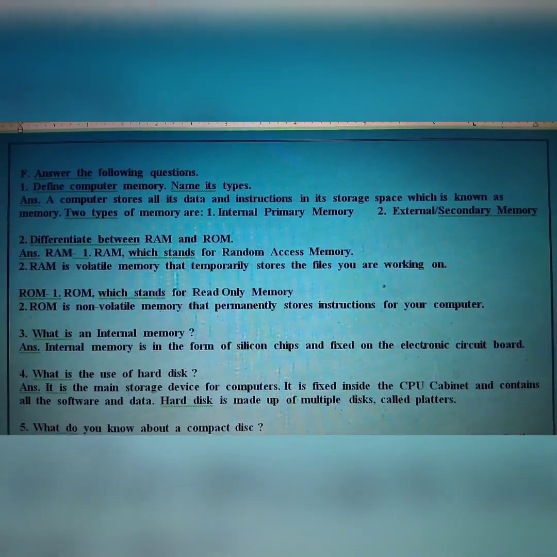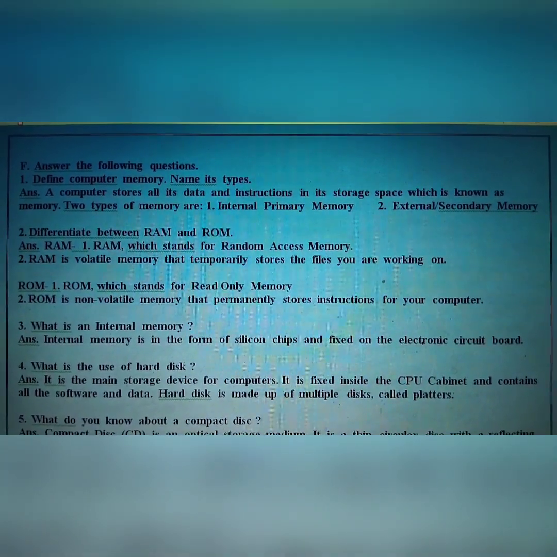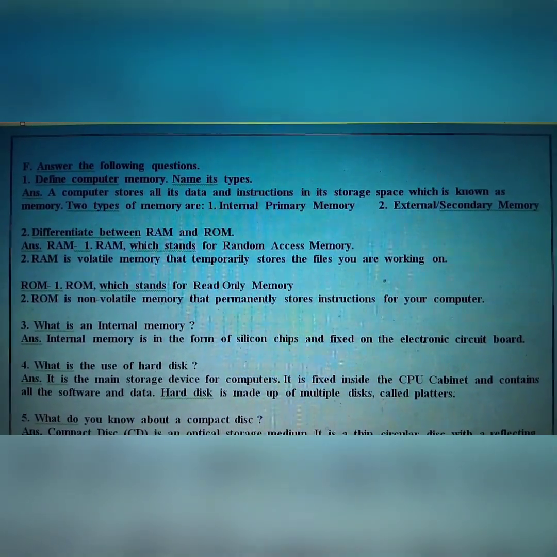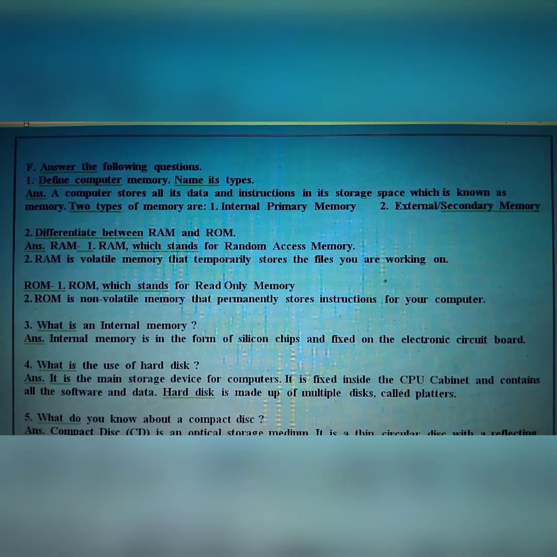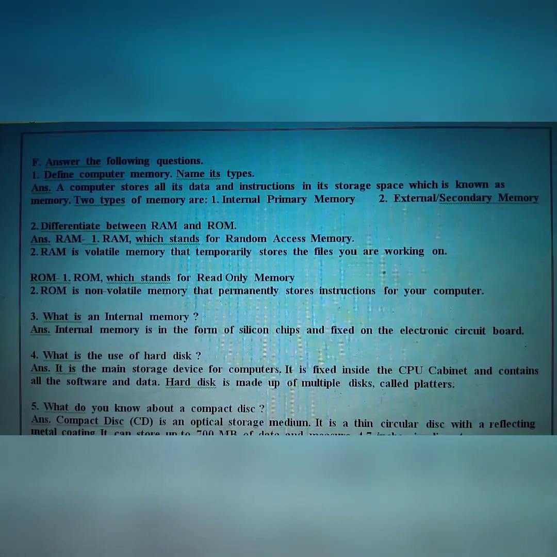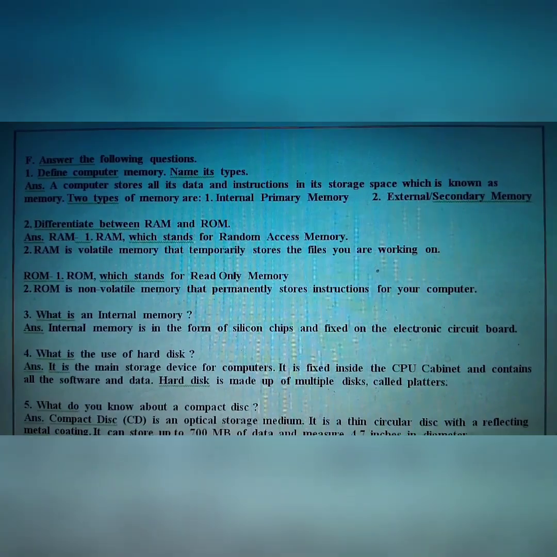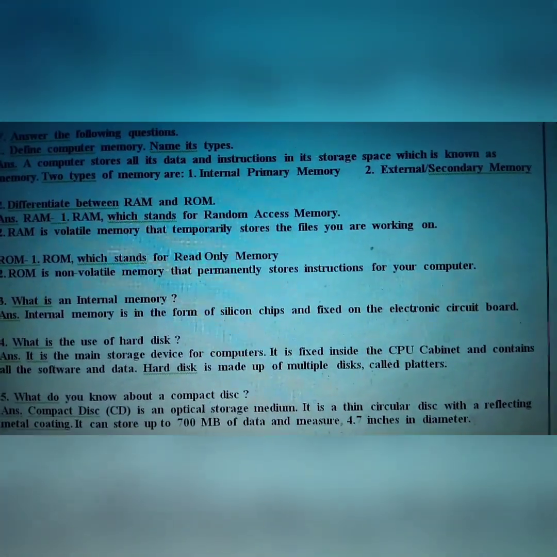Second question is to differentiate between RAM and ROM. RAM stands for random access memory. RAM is a volatile memory that temporarily stores the files you are working on. Second, ROM stands for read-only memory. ROM is non-volatile memory that permanently stores instructions for your computer.